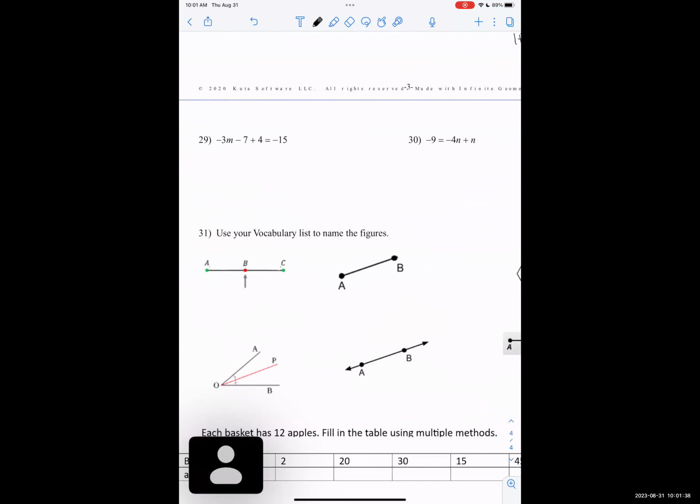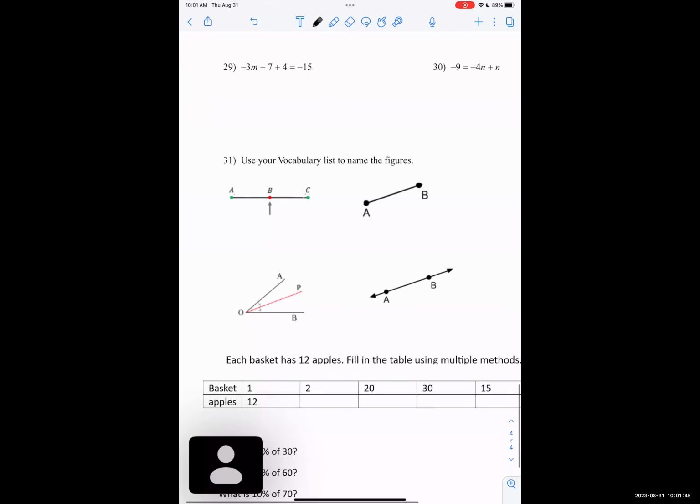29 and 30, those are on your own, or stick around when we're done and we will do these together.